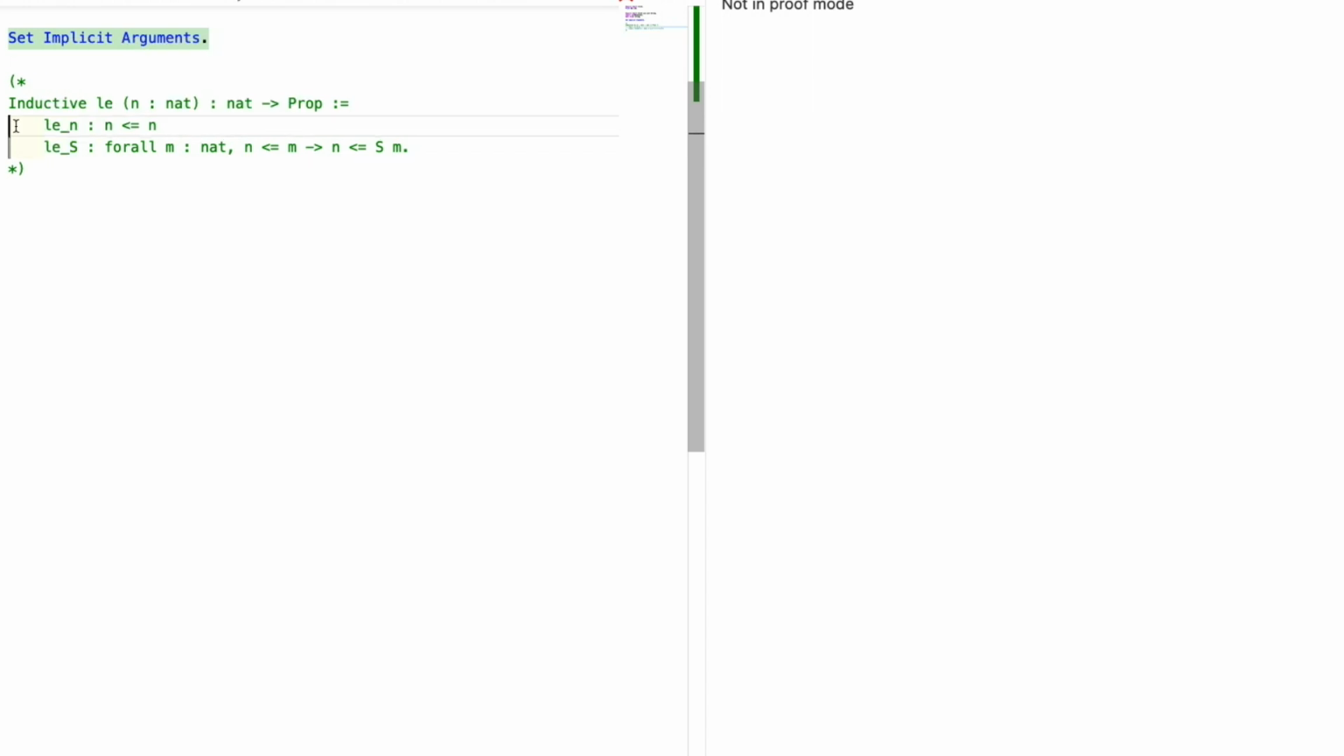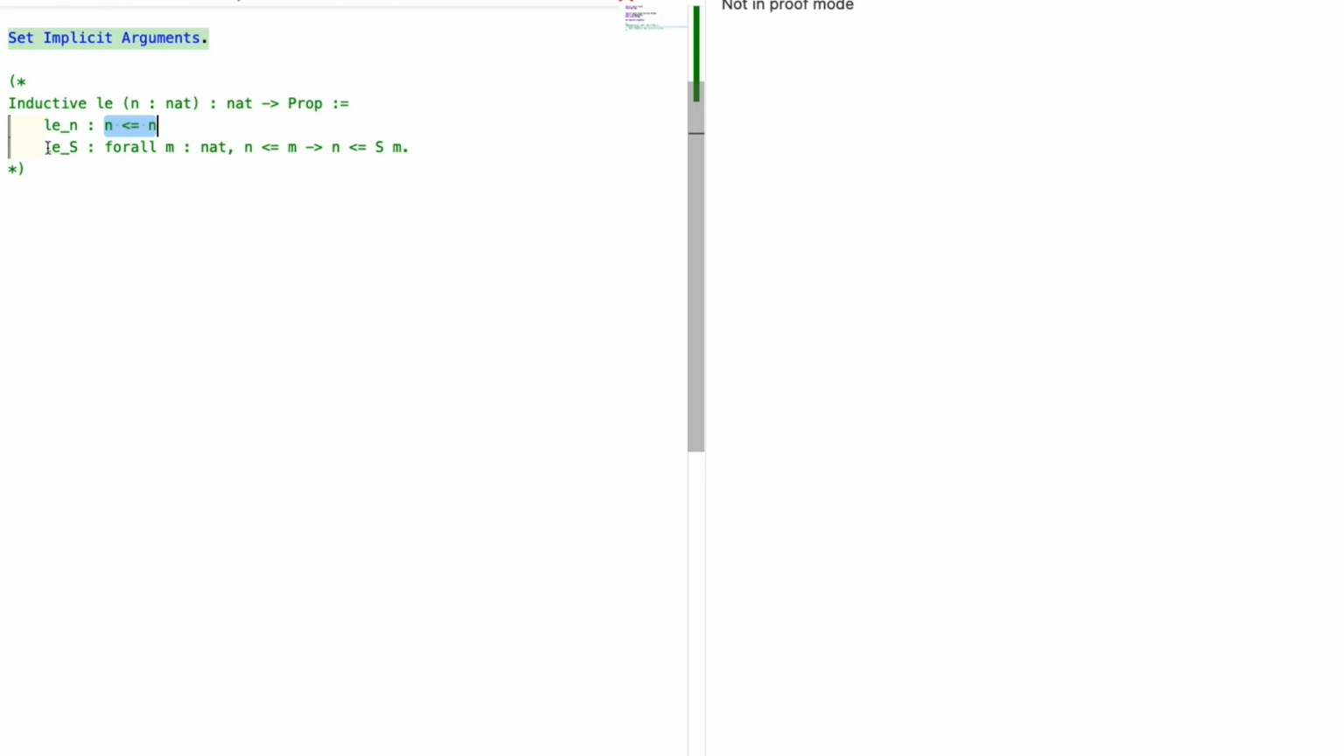So we see that this definition has two constructors. The first one only takes one input, n, and it's pretty straightforward. It basically states that n is less than or equal to n, and this is pretty trivial.